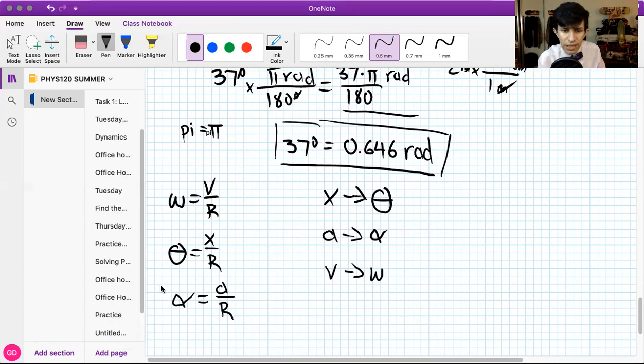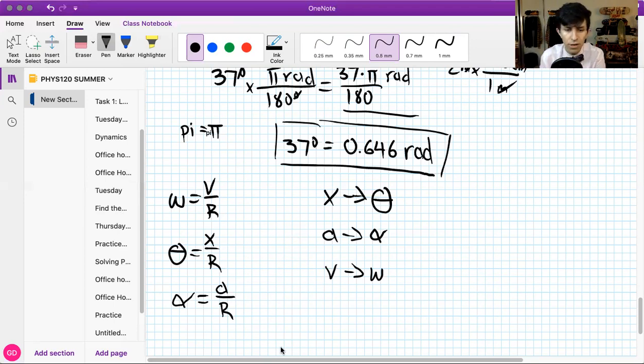So here are these 3 equations that you guys want to just have in the back of your minds. It's going to be really important when you're trying to compare linear to rotational. If you're asked to find the angular velocity or the angular position or angular acceleration, by knowing how to compare it to the linear counterpart, and if you know the radius, you're good.